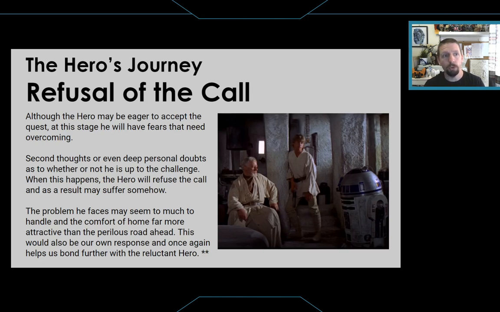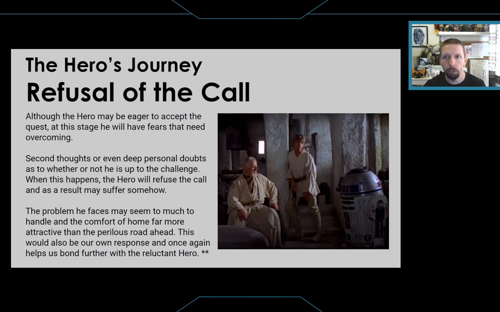So he's got this call to adventure. To fill in some of the gaps, Luke Skywalker has found this message on the droids. He thinks it might be for this man that he is aware of called Old Ben, even though the message is talking about an Obi-Wan Kenobi.